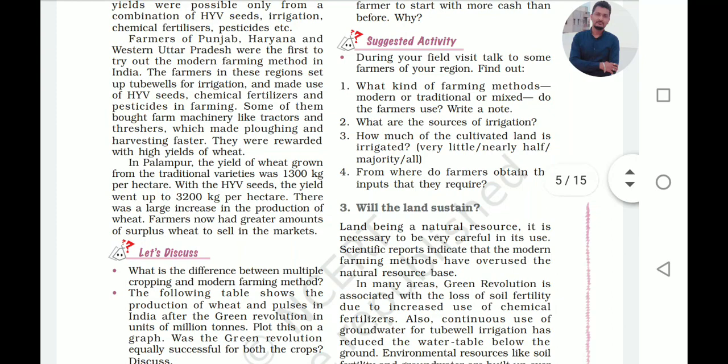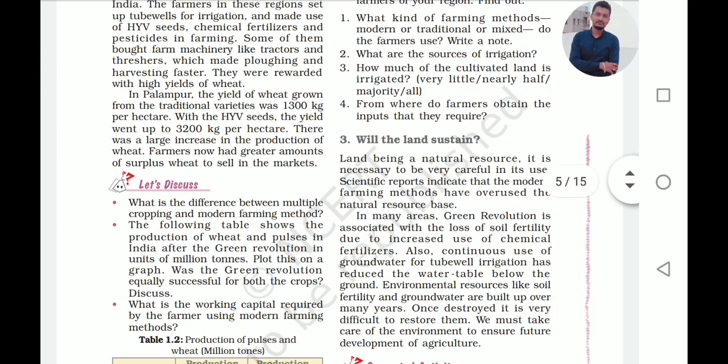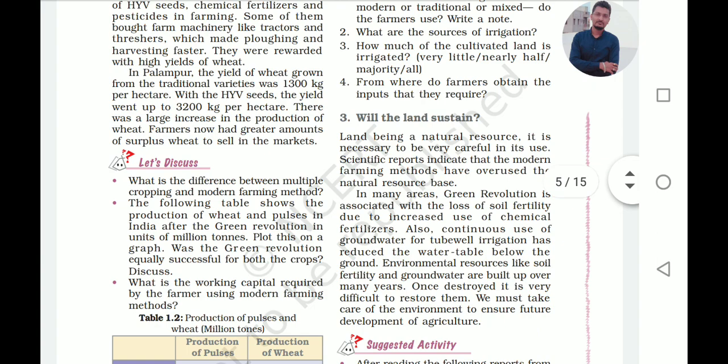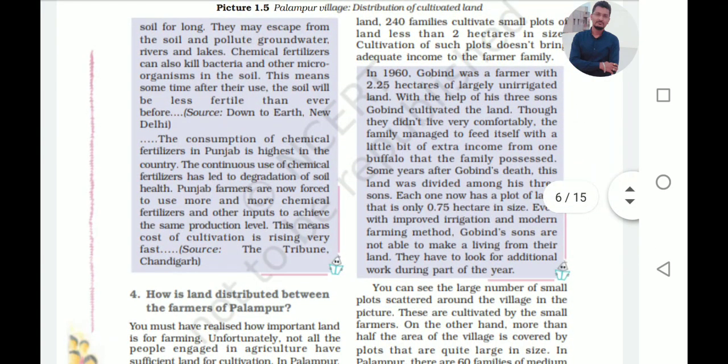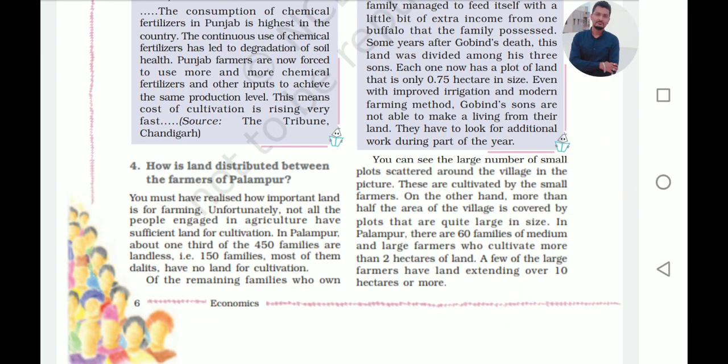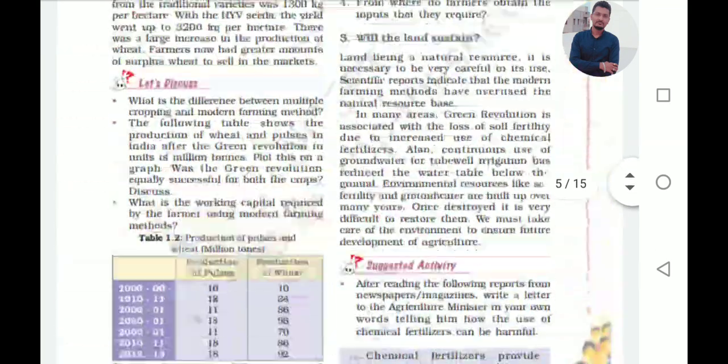Okay students, so up to here we have discussed. In the next video we will be discussing the third point, that is the sustainability of land, and further about the land distributed between the farmers of Palampur.